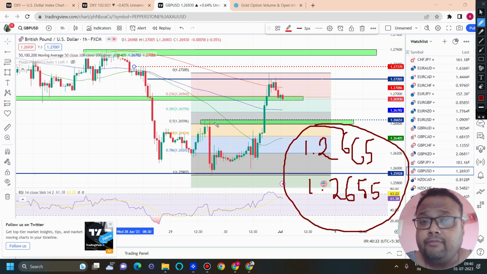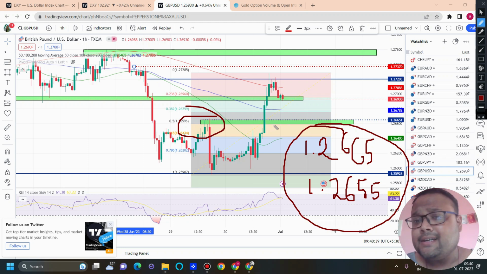Because we have the FIBO 50% retracement level, and FIBO 50 does a very good job on GBPUSD especially. The FIBO 50% retracement level and the previous high, also the resistance, will be working as support here. If we combine both the factors, 1.2665, 1.2655 seems to be a good support. If the market comes for correction on Monday with not much volatility, this will be the next support.